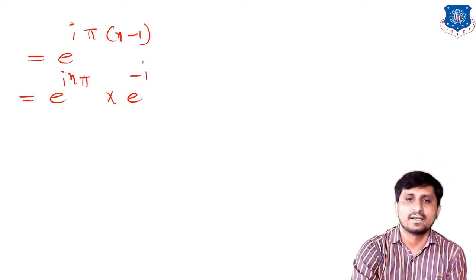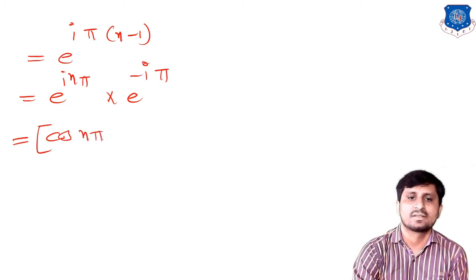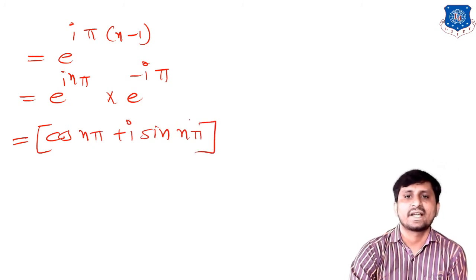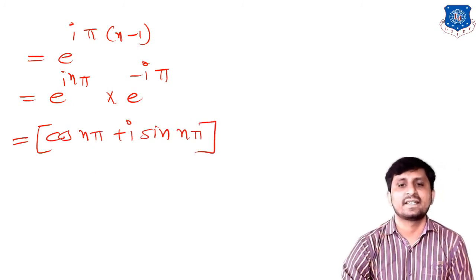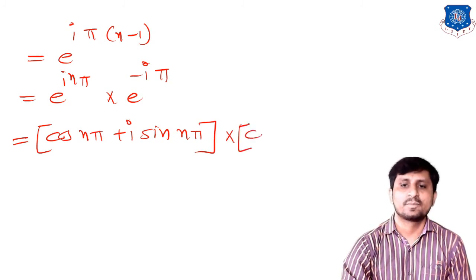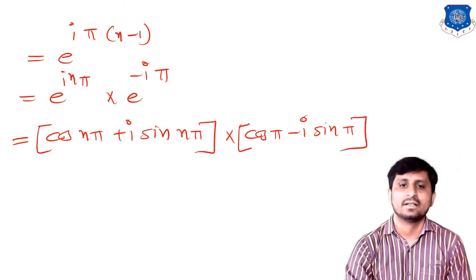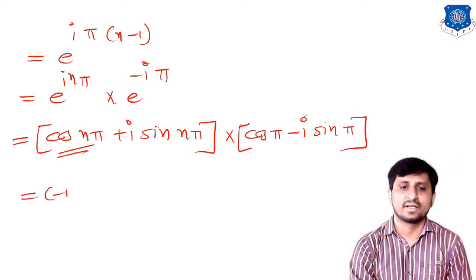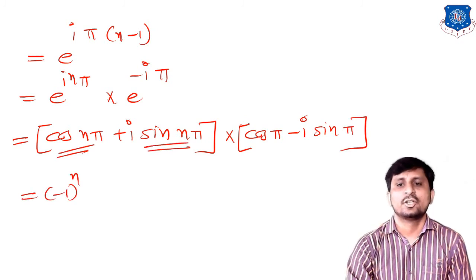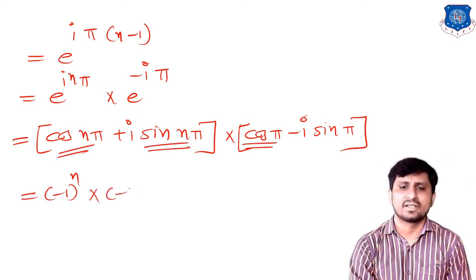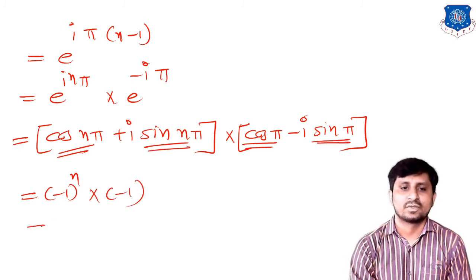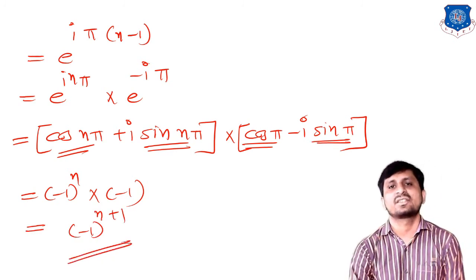and that is equal to e raised to i nπ into e raised to minus iπ, and that is equal to cos nπ plus i sin nπ, into cos π minus i sin π. Cos nπ can be written as minus 1 raised to n, sin nπ is 0, cos π is minus 1, sin π is 0, so that's why this is equal to minus 1 raised to n plus 1.